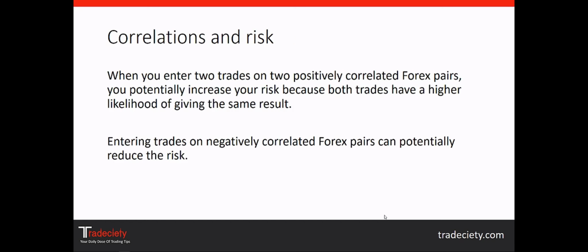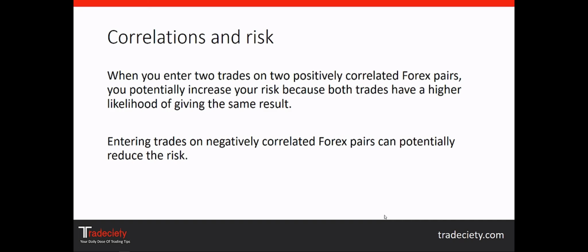So how do correlations impact our risk and what can we do about that? As I said in the beginning already, when you enter two trades on very positively correlated Forex pairs, you can increase your risk without even knowing it. Because if you, for example, enter a trade on the Euro Canadian and on the Euro US dollar, as we said, they are very positively correlated, and you enter a long trade on both of them, then you have a higher likelihood that those two trades will end up giving you the same result. So if you enter a long on both of them at the same time, you probably have a higher chance that they will both either be a winner or a loser.